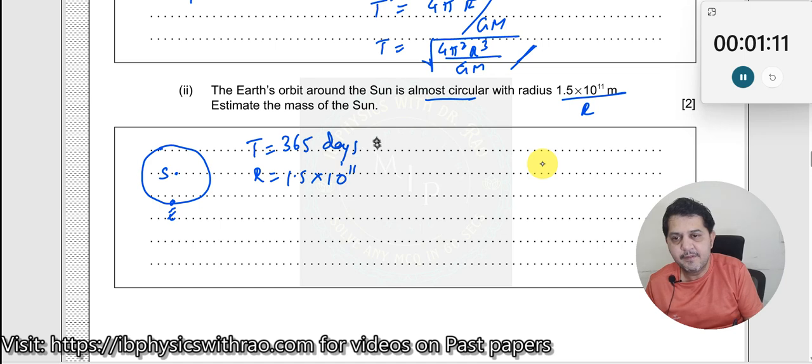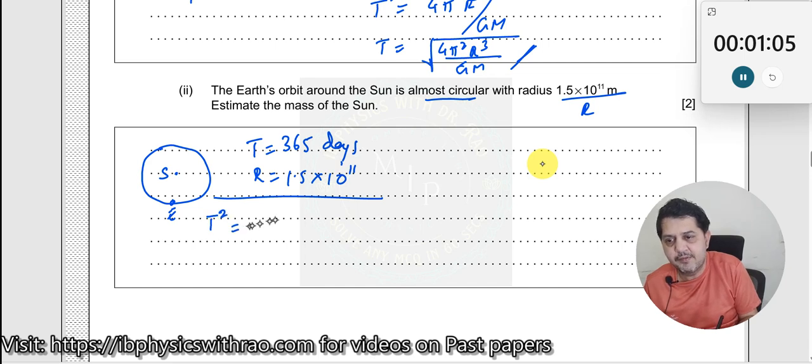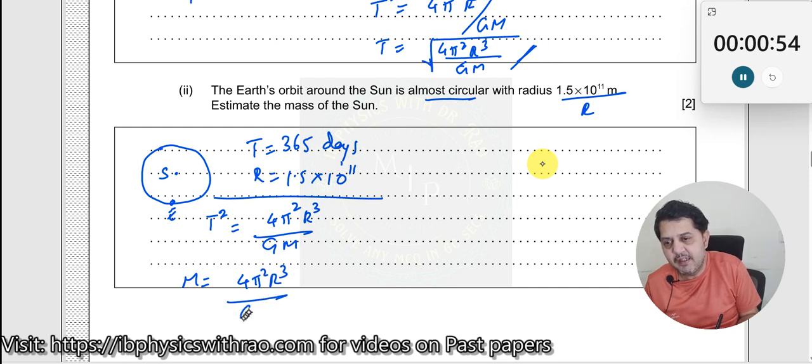Quite easier. So let us do this. Take m as the subject over here. If I square this, what do I get? T square is equal to 4 pi square r cube divided by GM. So M will now be equal to 4 pi square r cube divided by G T square, right?